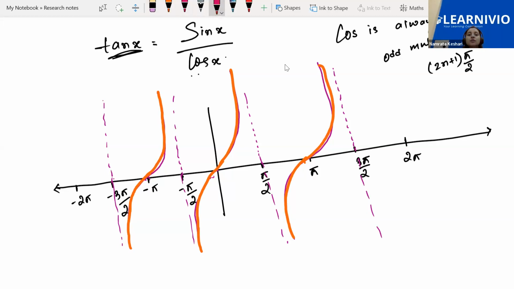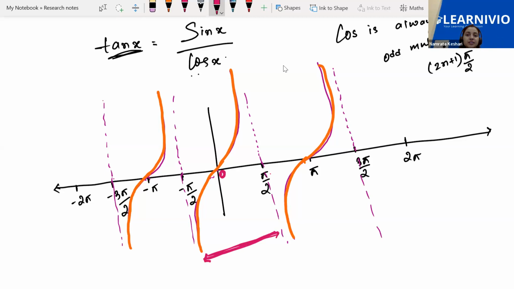Now here also we will be talking about the domain and range, but at first let's see the length of one cycle. Here it was the origin, and here minus pi by 2 and plus pi by 2. If we look at the length of one cycle, one period consists of the distance between minus pi by 2 and pi by 2, which we have to find.